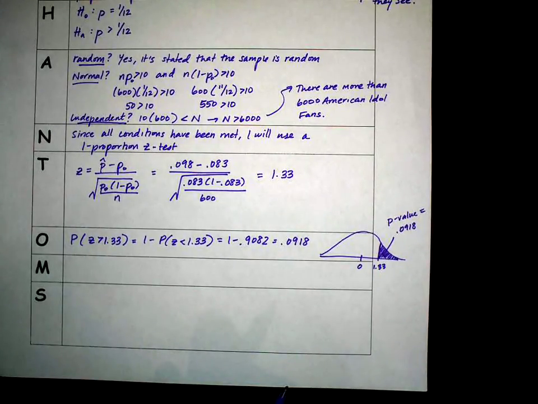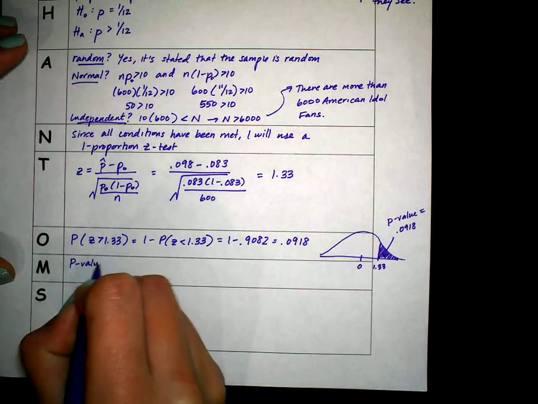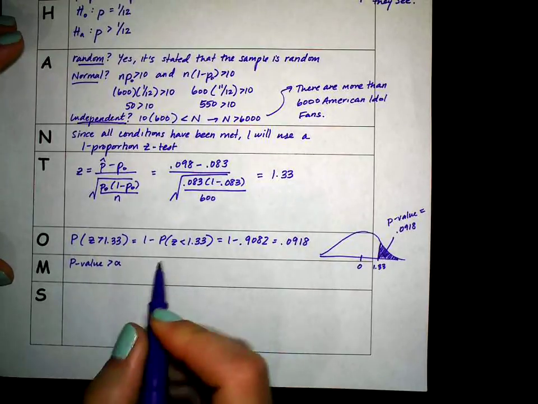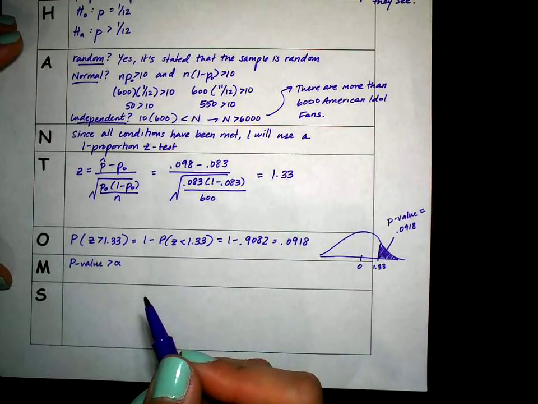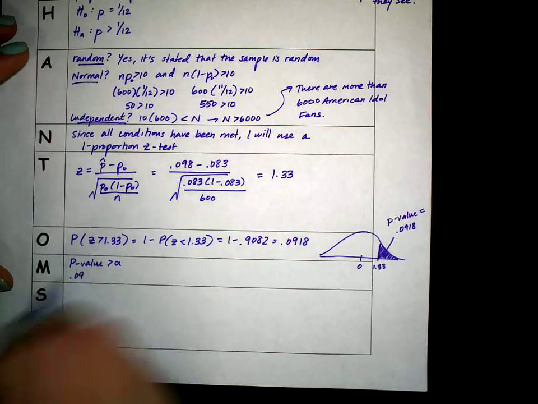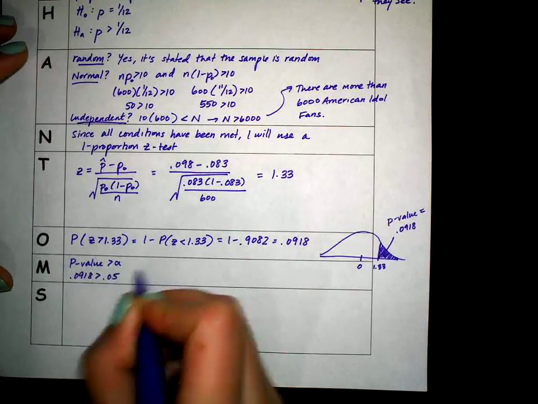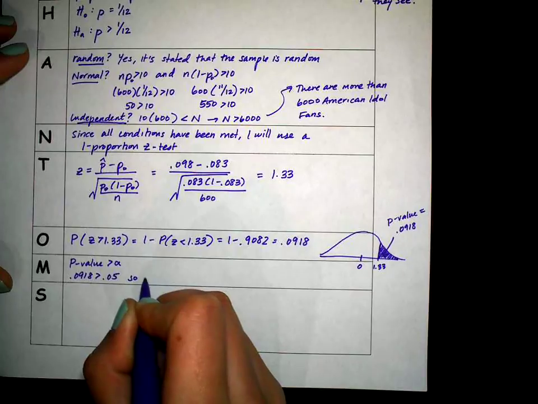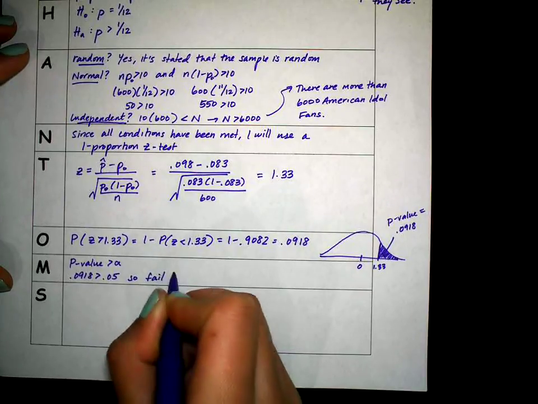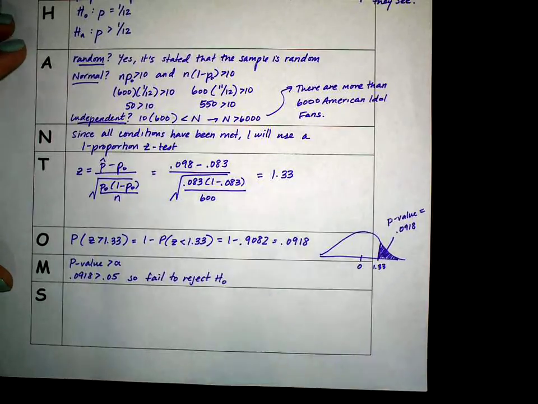Okay, so the last two parts, we're going to make a decision. Our decision is, well, our p-value is greater than our significance level. So we actually don't have enough evidence to go ahead and reject our null hypothesis. So 0.0918 is greater than 0.05. So we fail to reject H0.